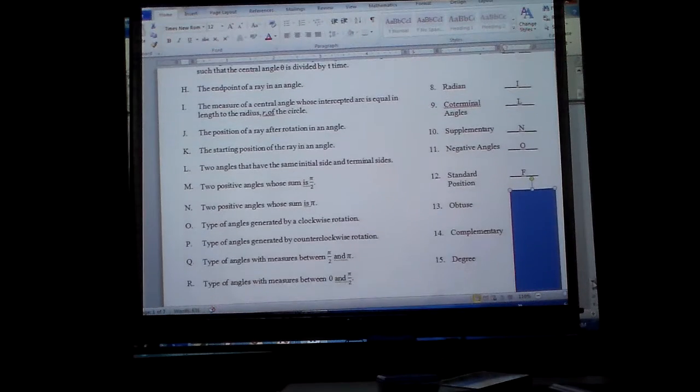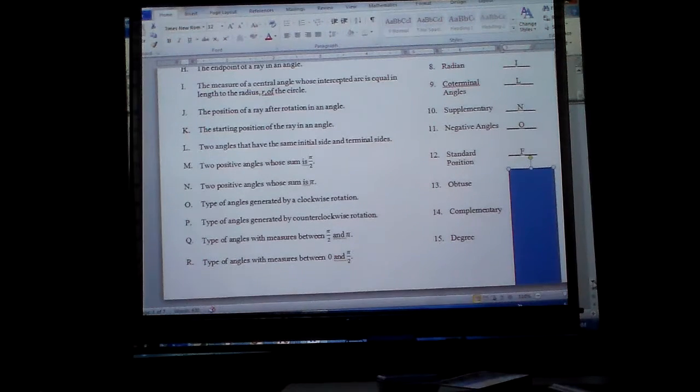Okay. What is an obtuse angle? Well, an obtuse angle is an angle larger than 90 degrees, but smaller than 180. But once again, we've got to use the radian measure. 90 degrees is pi over 2. 180 is pi, so it would be choice Q.